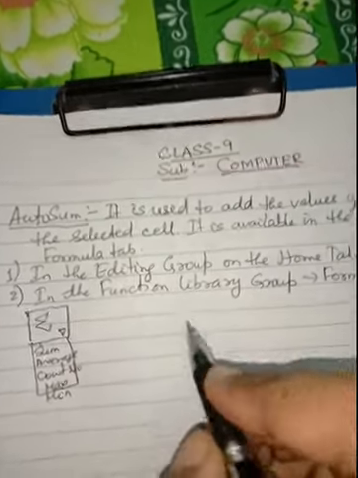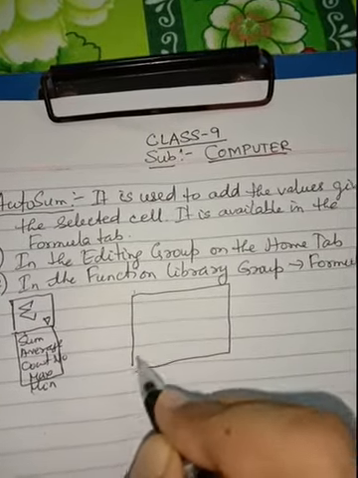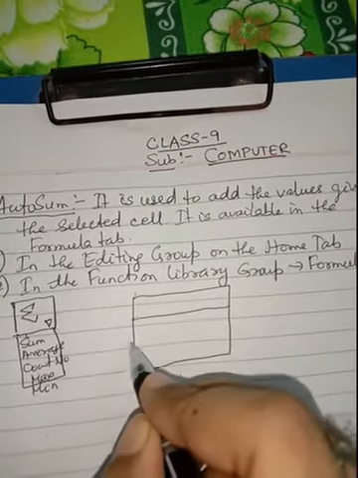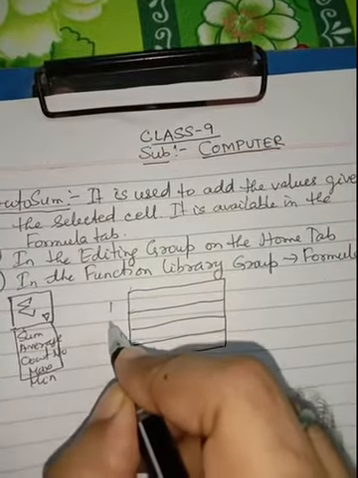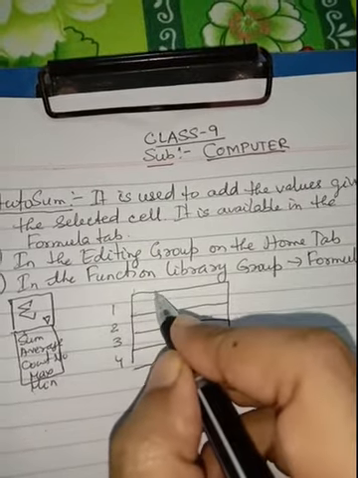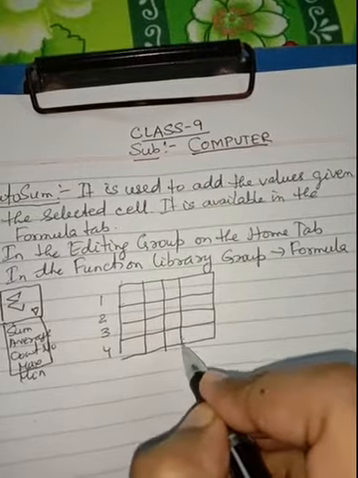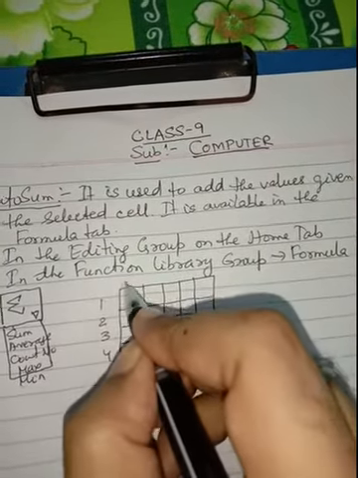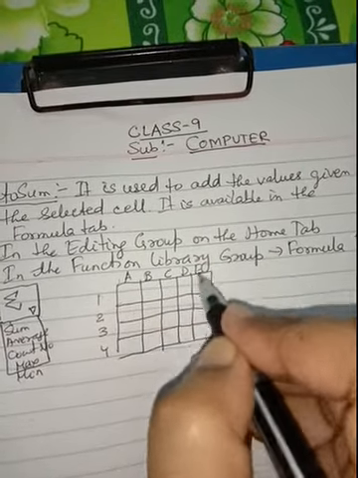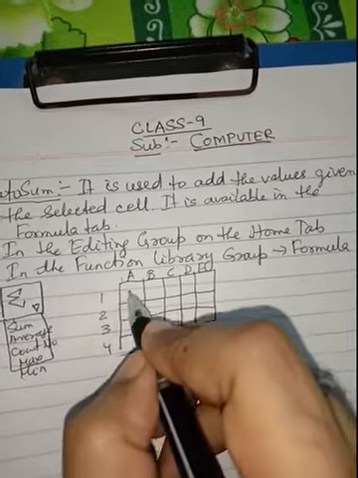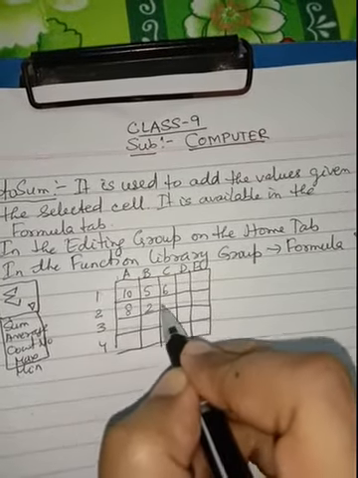So suppose this is the MS Excel spreadsheet. I have drawn this Excel spreadsheet just as an example. These are the 4 rows, rows 1, 2, 3, 4, and suppose these are column A, B, C, D and E. And suppose I have entered some values over here, say 10, 5, 6, 8, 2, 3.